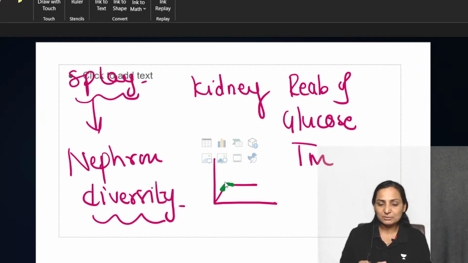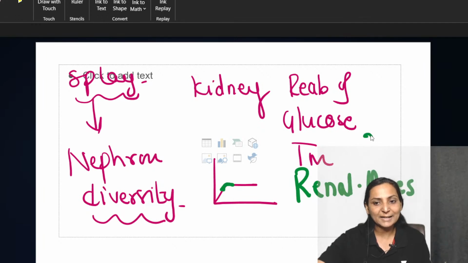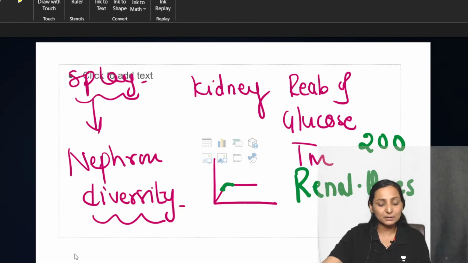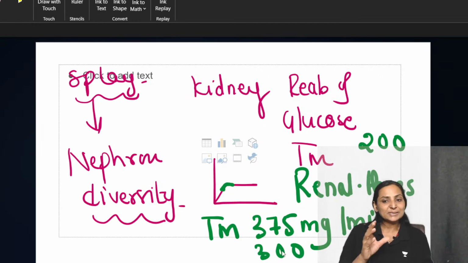That means a variation in the reabsorptive capacity, and that is why there is going to be a difference between the value of the renal threshold, that is 200 milligrams per deciliter, and the TM, that is 375 milligrams per minute in males and 300 milligrams per minute in females. So this nephron diversity results in a difference: when there is renal threshold, you don't get your saturation kinetics. Why we don't get it is because of the nephron diversity, and that gives us what we call our splay.